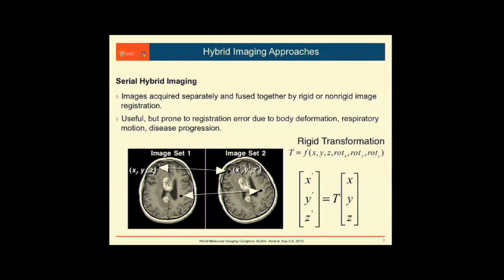Before the days of hybrid imaging systems, images from different modalities were registered using automated image registration algorithms that would find the combination of rotations and translations needed to register two image sets. This approach is termed serial hybrid imaging, and it works well in the brain, where we have rigid motion, but it doesn't work particularly well in other parts of the body where we have non-rigid motion occurring due to such things as differences in body pose or respiratory motion. In this example, I've shown actually two images from the same modality, MRI, but the principle is the same when you're registering images from different modalities.